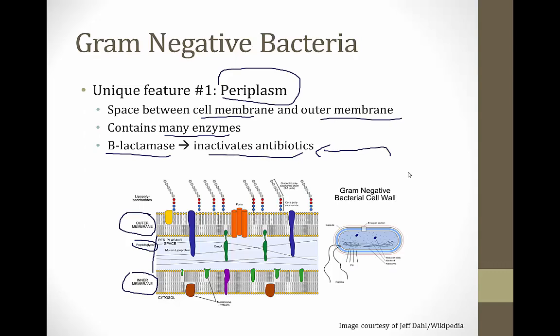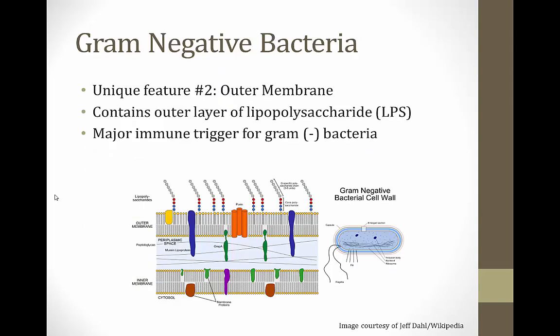a beta-lactam structure. The second unique feature of gram-negative bacteria you need to know about is the presence of an outer membrane. Remember that only gram-negative bacteria have an outer membrane, and the most important component of that outer membrane is the presence of molecules called lipopolysaccharides, or LPS. These are a major trigger for the immune system in gram-negative bacteria, and these are the reason why patients who get gram-negative bacteremia get very, very sick, often much sicker than with gram-positive bacteremia. It's because of these lipopolysaccharide molecules.